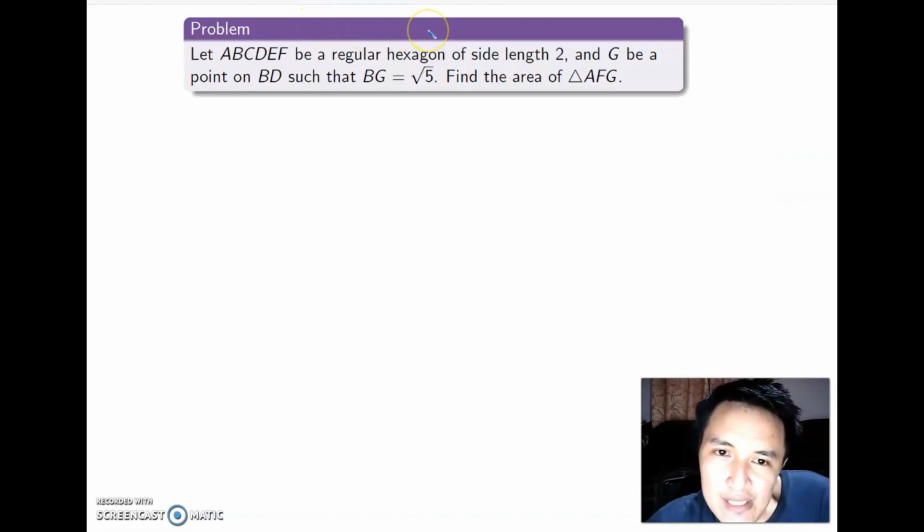Let ABCDEF be a regular hexagon of side length 2 and G be a point on BD such that BG equals square root of 5. Find the area of triangle AFG.